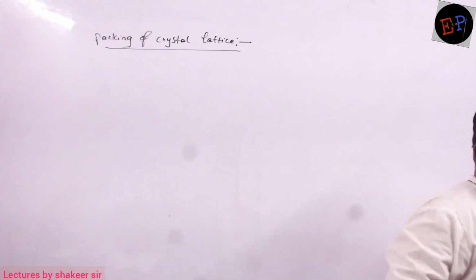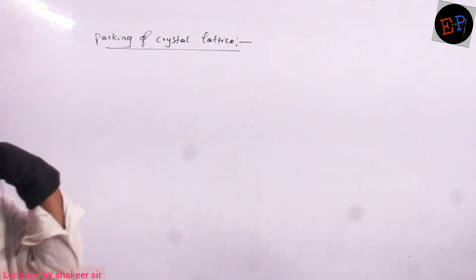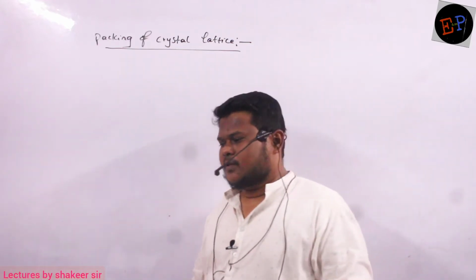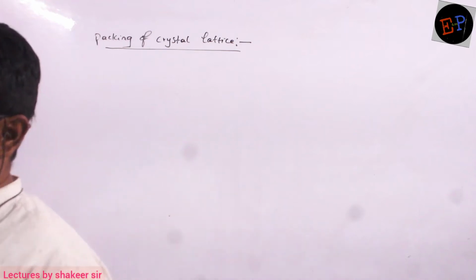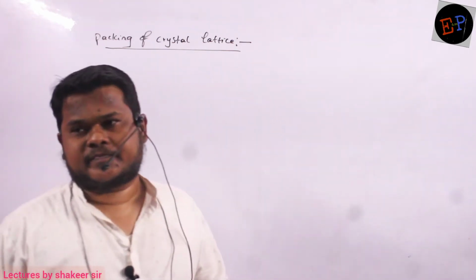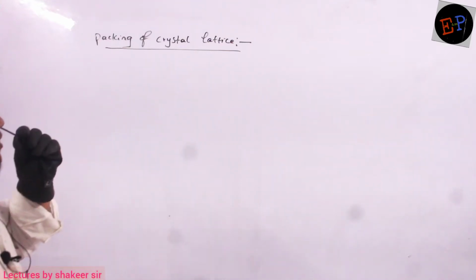In the last class we studied about basic unit cells, the primitive unit cell, and its four properties. Then we studied about BCC, the body centered cubic cell, as well as FCC. Now we are studying how to pack a crystal.